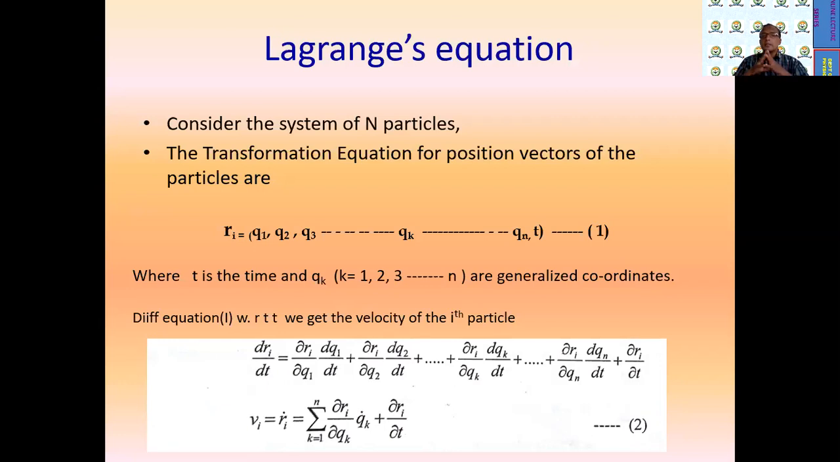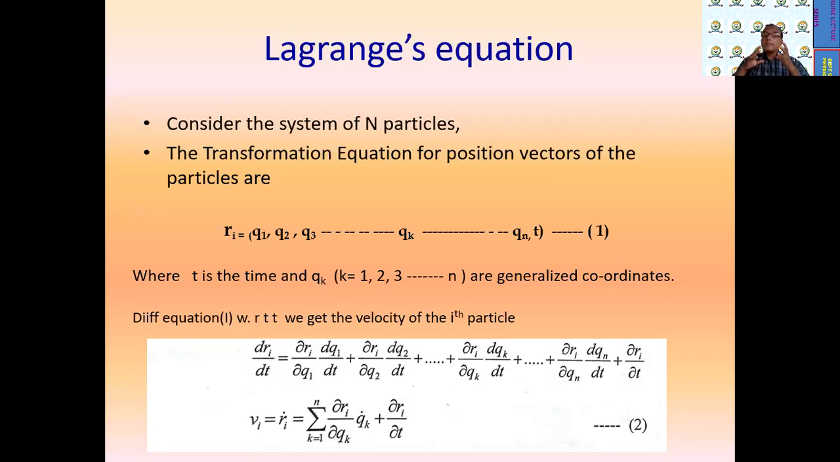And that's why let us consider that there is a system of n particles. If there is a system of n particles, then it is a function of the time coordinate and the generalized coordinates, such that the transformation equation will be given as r equals r of q1, q2, q3, ..., qk, t. That means generalized coordinates, where t is the time and qk, that is 1, 2, 3, these are nothing but the generalized coordinates. Now differentiating equation 1 with respect to t.